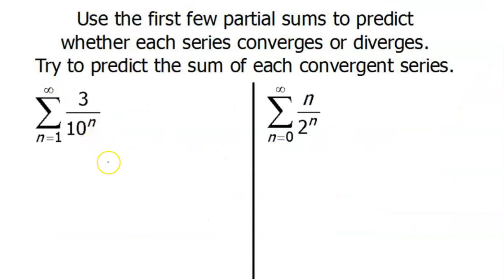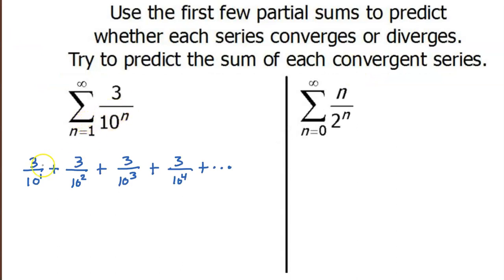In this unit, we will not use our graphing calculator very often, but for this exercise, I want you to use the calculator to help you get a feel for whether a partial sum converges or diverges. We are going to use the first several partial sums to predict whether each series converges or diverges. Then we will try to predict the sum of each convergent series. In other words, if the series converges, we are going to try to predict what it converges to.